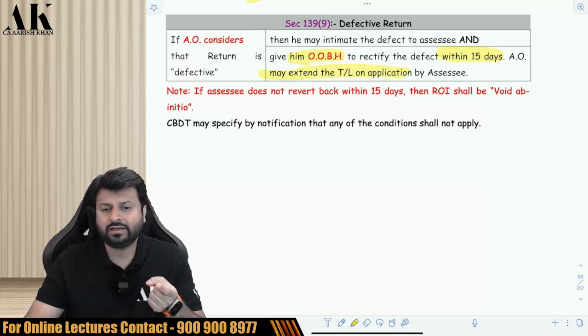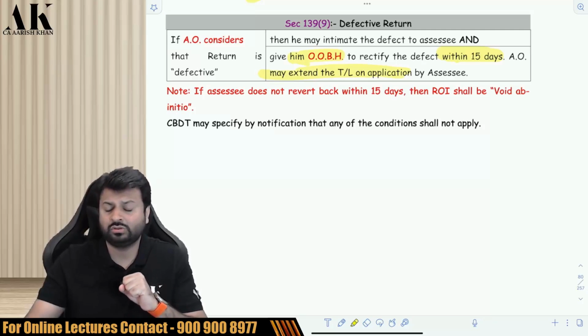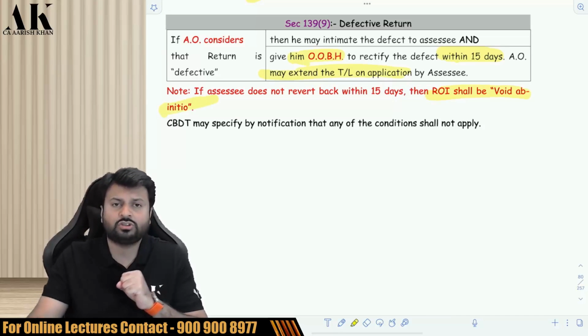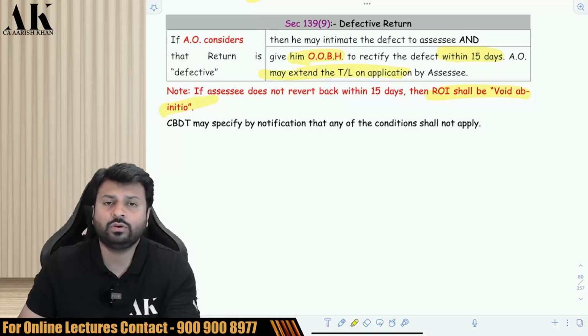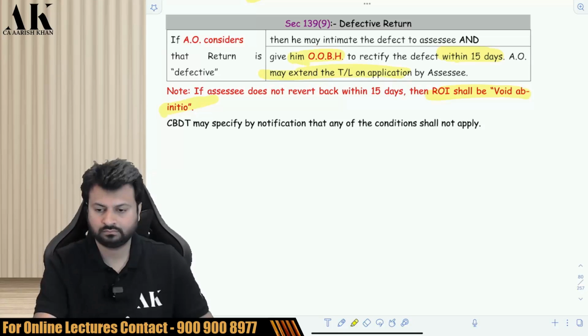If you don't rectify the defect, you have to reply within 15 days. If you do not reply within the time allowed to you, then the return will be called void ab initio and they will take all the actions that are necessary against you as if you have not filed the return. Check it please.